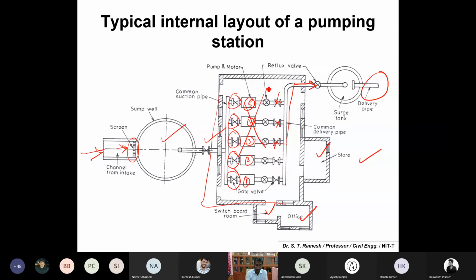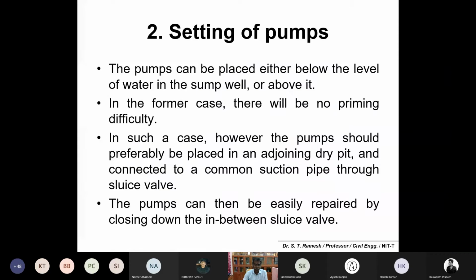Okay. So these are not very simple, it's a very big task, but you are in a position to replace very immediately. Is it okay? These are the typical layout of a pumping station. Okay. So once this layout is finalized, now you are in a position to select the pump. Okay. So pumps can be either placed above or below based on your convenience.